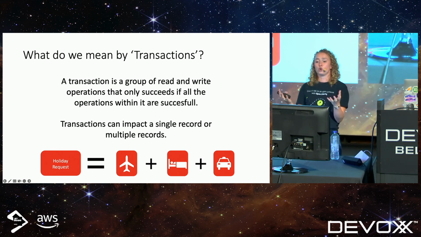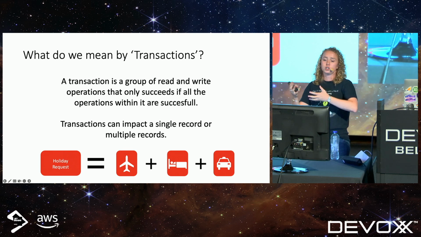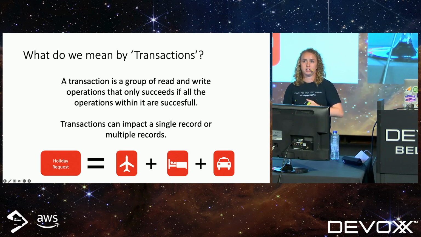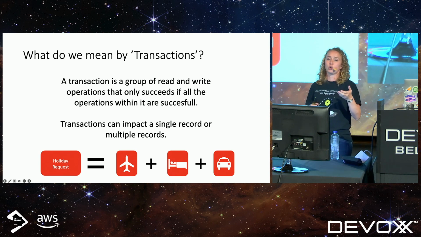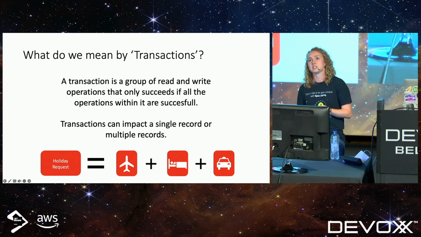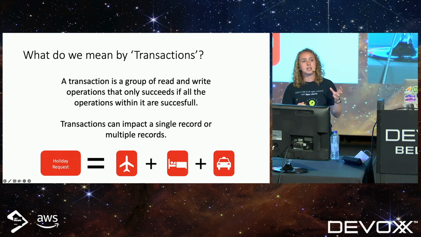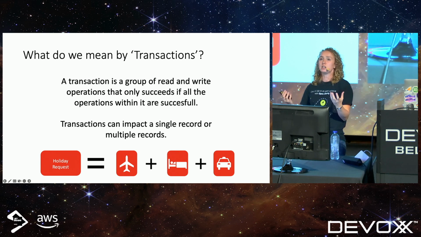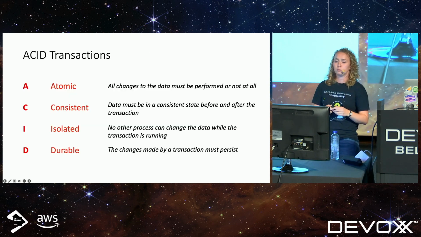Really, this is just a group of read and write operations that are only able to succeed if they're all able to succeed. So it's all or nothing, like with the package holiday. If I can't get a flight ticket, then I can't have my package holiday. Transactions can either impact a single record or they can impact multiple records. It really depends on what the transaction is and what microservices are involved, for example.